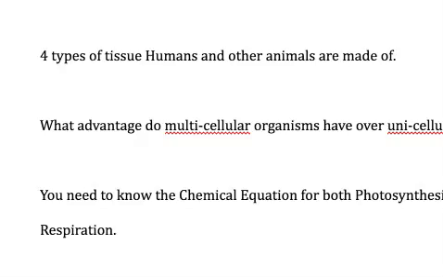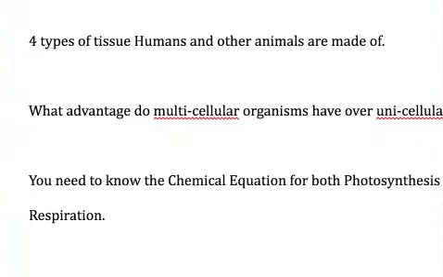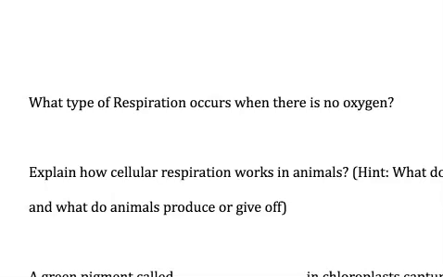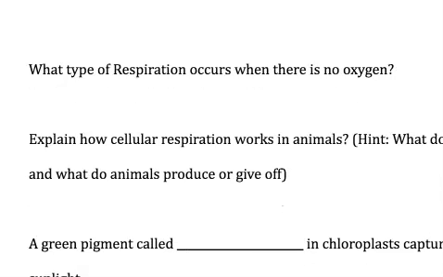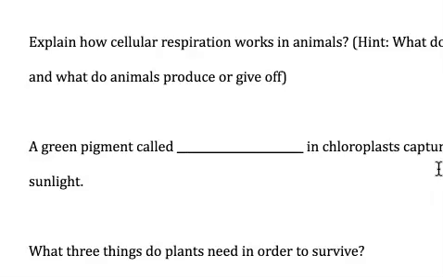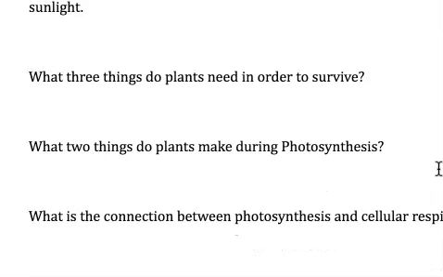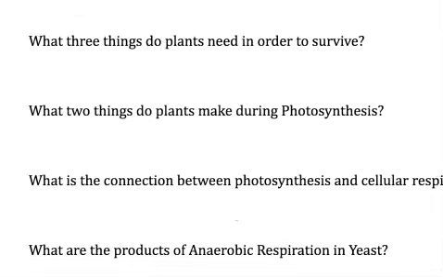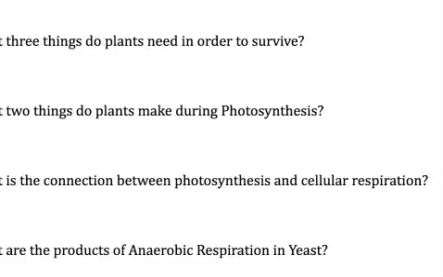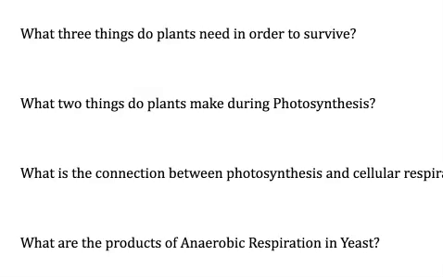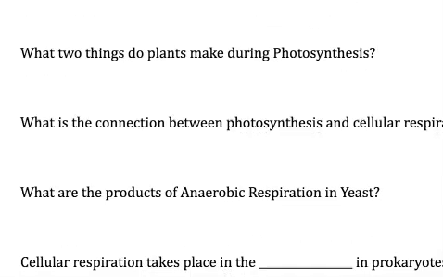You need to know the chemical equation for photosynthesis and cellular respiration. You have to know what type of respiration occurs when you don't have oxygen. Explain how cellular respiration works in animals. What's the green pigment called in chloroplasts? What 3 things do plants need to survive? What 2 things do plants make during photosynthesis? What's the connection between photosynthesis and cellular respiration? What are the products of anaerobic respiration in yeast?